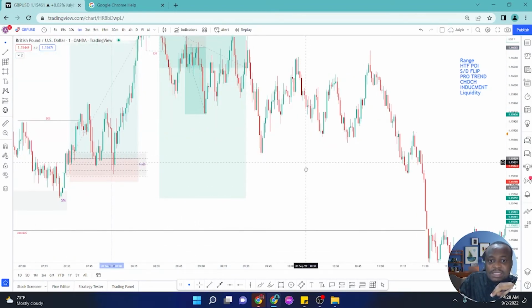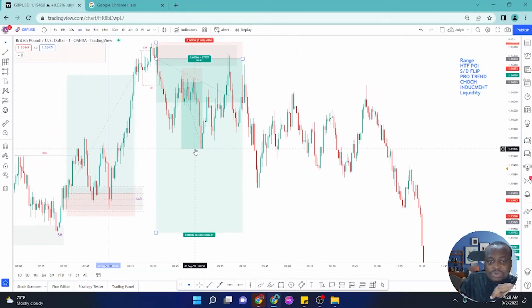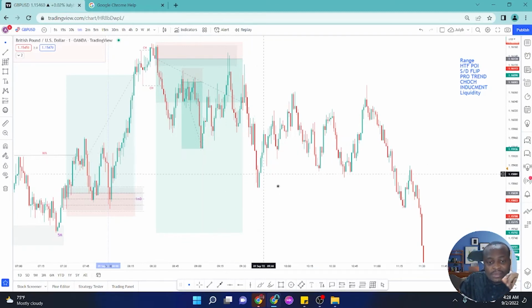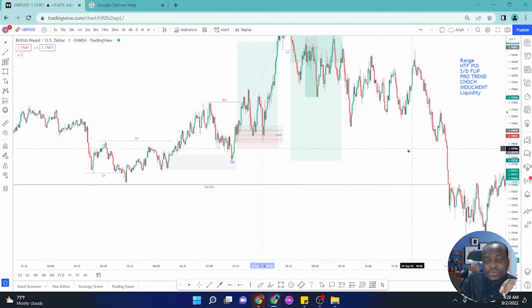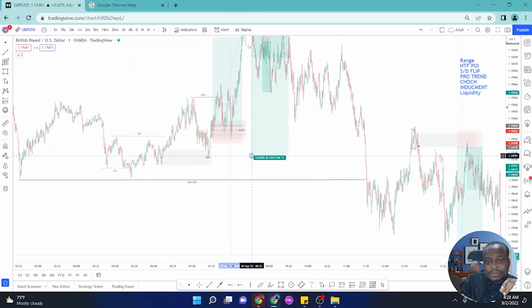So immediately it cleared here. Immediately I broke this structure yesterday. Immediately it broke this structure. Immediately it broke this particular place. I set it at break even, and the market never came back to kick me out. So what happened, guys? Look at what happened.